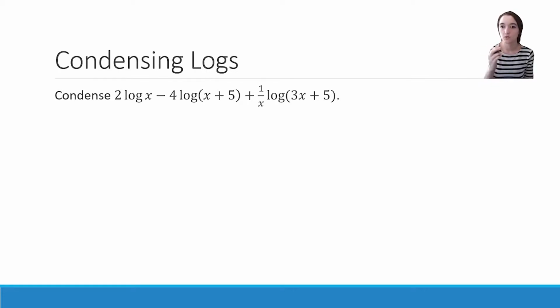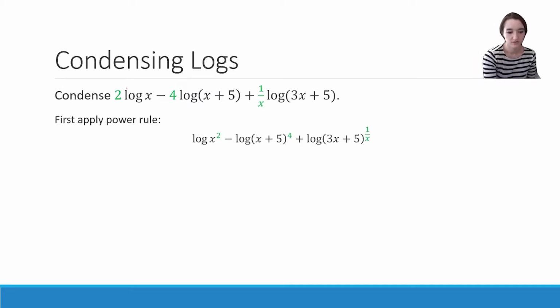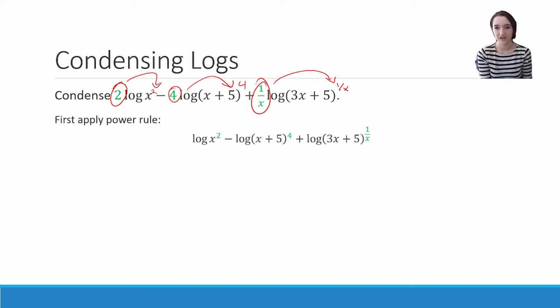So I'm going to apply the power rule. That's always going to be the first property, because even though I have subtraction and addition right here, I can't apply the rules that involve subtraction and addition until there is nothing being multiplied by them. So first we apply the power rule. So I look at my powers, I bring them inside. So it's taking the 2 up, making it x squared. The 4, bringing it in, making it x plus 5 to the 4th. Even the 1 over x becomes the power 1 over x, which is not pretty, but we can do that.